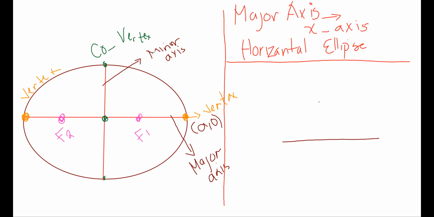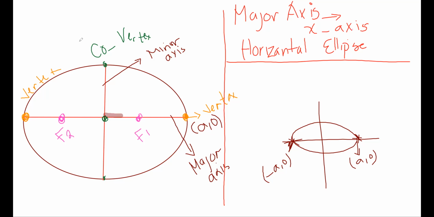Okay, here you have an ellipse. Here you have a point like this on the x-axis. So here its coordinate is A0, and here it will be negative A0. Why? Because you have to know something: the distance from the center to the vertex, we name it with A.